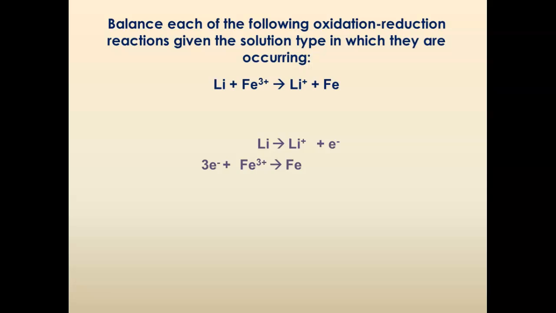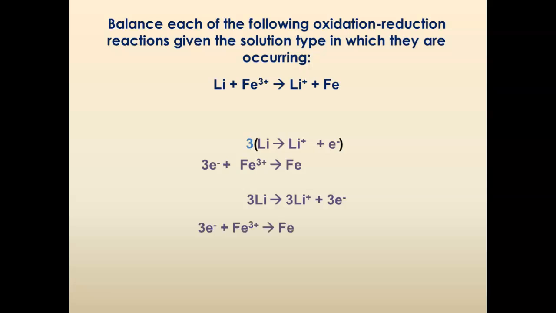Again, with redox, you should always have something losing electrons and something gaining, which is what we see happening here. Lithium is being oxidized, iron 3 is being reduced. But when you're oxidized and when you are reduced, you need to have the same number of electrons being transferred. So to make that happen, we're going to multiply the entire lithium half reaction by 3. That's going to give me 3 lithium atoms forming 3 lithium ions and 3 electrons that are given off.